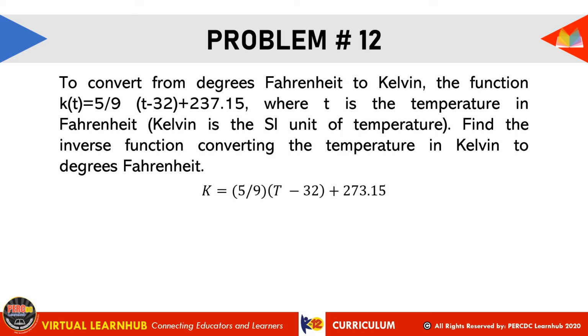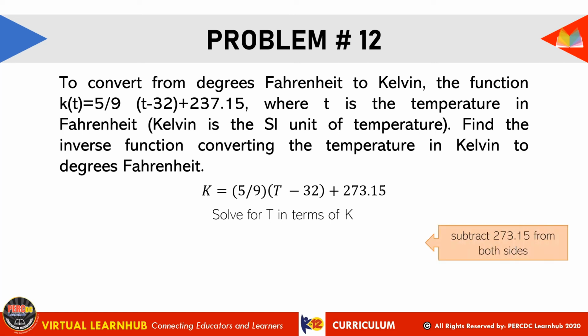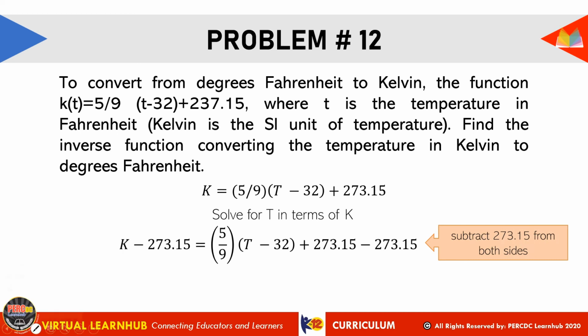Basically, we are given this function which converts degrees Fahrenheit to Kelvin. But the problem is asking for the function that will convert Kelvin to degrees Fahrenheit. So to get this, we will solve for the inverse of this function. So let's solve for t in terms of K. First, we subtract 273.15 from both sides, giving us K minus 273.15 equals 5/9 times the quantity t minus 32 plus 273.15 minus 273.15. If we combine these two quantities, it will become 0, thus giving us K minus 273.15 equals 5/9 times the quantity t minus 32.